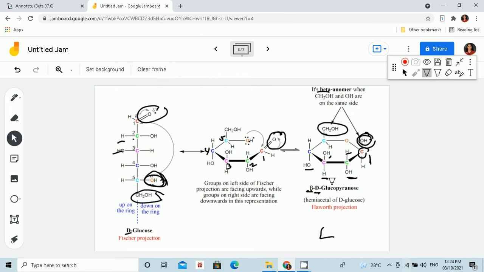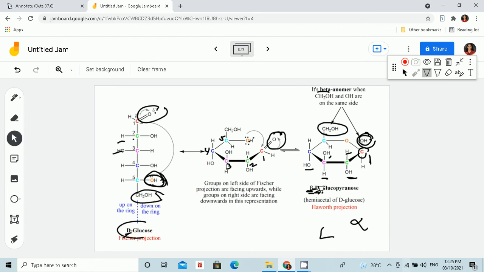And also, if OH appears below the carbon 1, the anomeric carbon, that is our alpha, but if it's above, then it's a beta. Okay, so it's D. The D here is just copied from here.